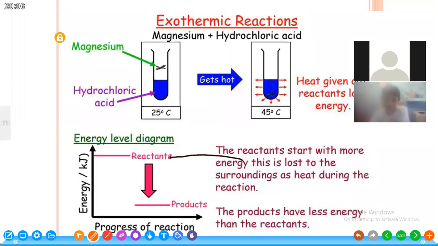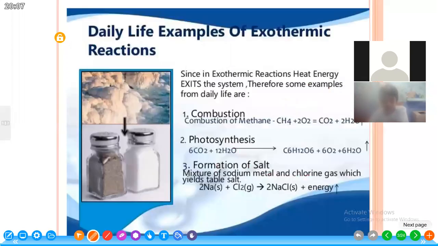So we will learn about the energy level diagram. And this is the energy level diagram. Here the reactant is the upper part and the product is the lower part. The energy is lost to the environment, so that is called an exothermic reaction.